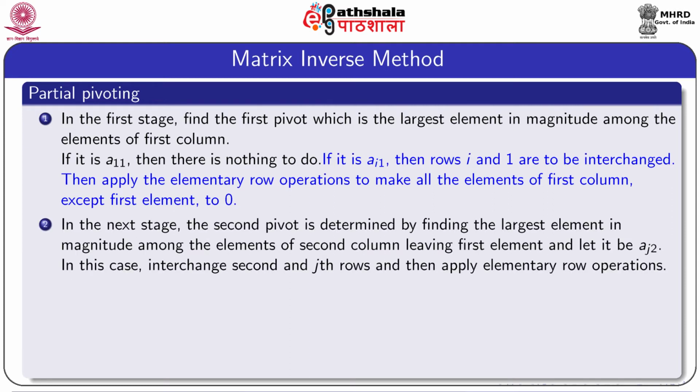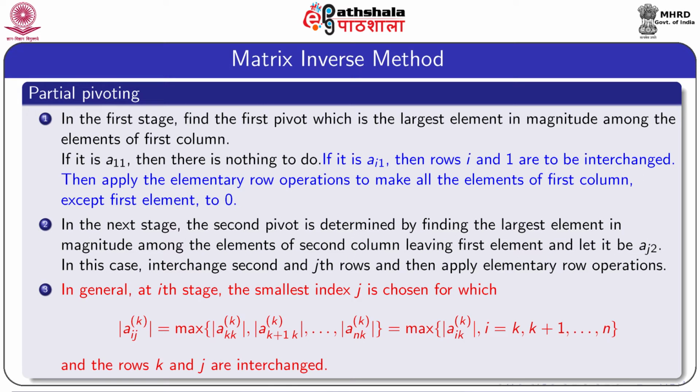In the second stage of the partial pivoting method, the second pivot element is determined by finding the largest element in magnitude among the elements of the second column leaving the first element, and let it be a_j2, where j may be 2 or any other value. In this case, we interchange the second and jth rows and then apply the elementary row operation to make zeros of all elements below the a_22 element.